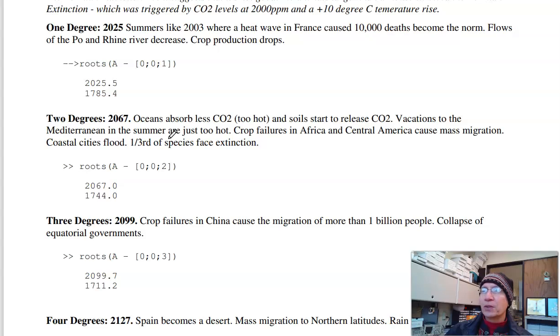Oceans absorb less CO2, just the oceans are too hot. Soils start to release CO2. Vacations to the Mediterranean or Gulf of Mexico are just too hot. Start getting crop failures in Central and South America, causing mass migrations. We can expect that in about the year 2067, assuming nothing changes.